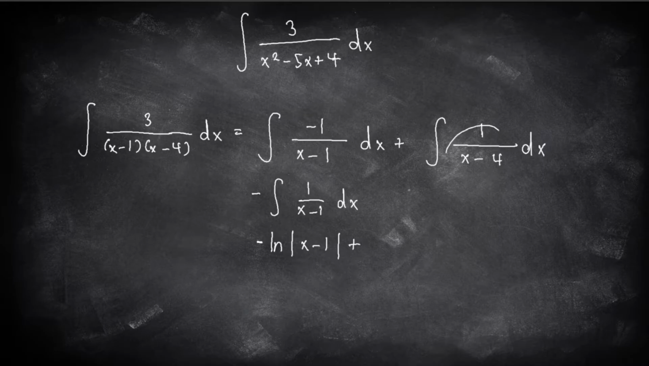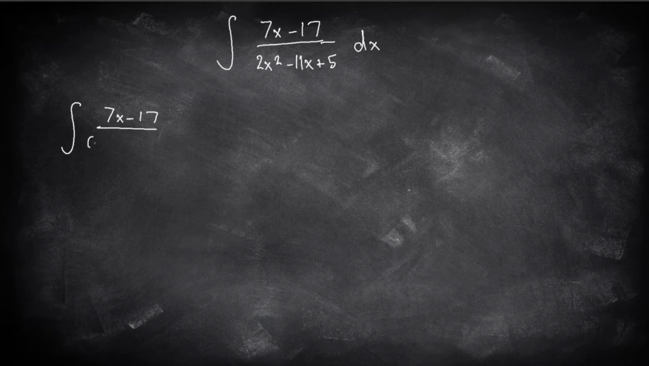Now we do the same thing with this one. Remember, this is the same thing as this, just a different number instead of 1. So it's just the natural log of the absolute value of x minus 4. And as usual, add your c. And that's it. Okay, let's try another example.